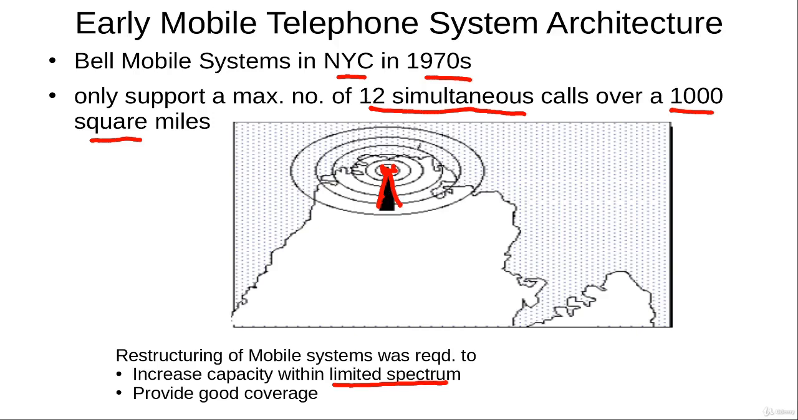Similarly, there were coverage problems. For example, if there is a mountain here and there is a mobile behind that mountain, it would not get a good coverage signal from this base station. So we also needed to solve the coverage problem. That means that the mobile systems needed to be restructured in order to address these two issues. Number one, the capacity, and number two, the problem of coverage.